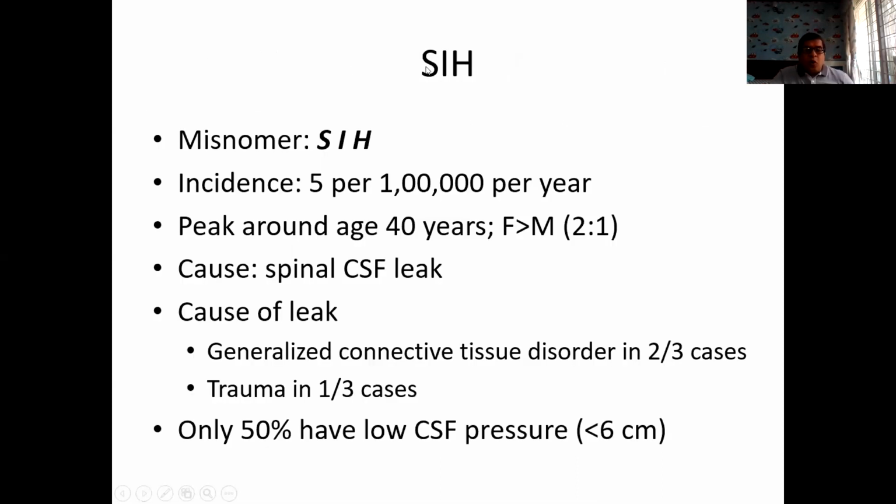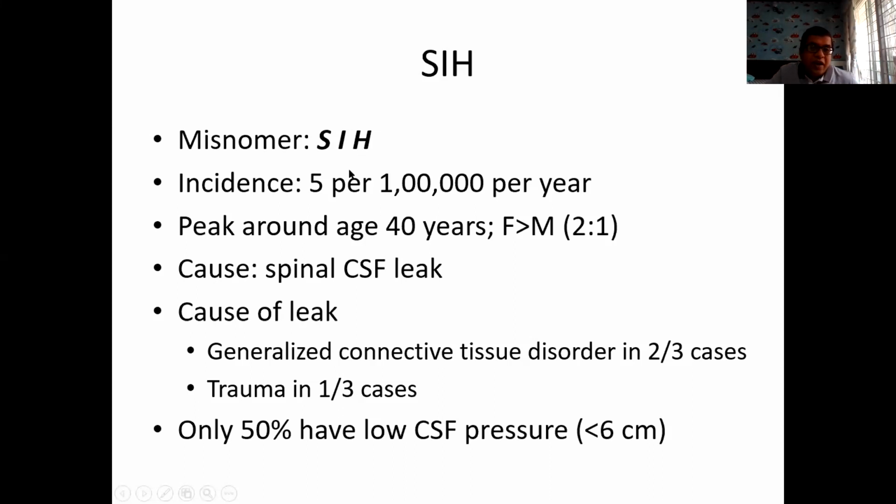So the syndrome of spontaneous intracranial hypotension is actually a misnomer. It is not spontaneous because many times it comes after trauma or it comes in patients who have underlying connective tissue disorders. So two-thirds of patients have connective tissue disorders, one-third may have trauma. The second thing is the word intracranial. The disease, we know, is actually in the spine. The cause is usually spinal. So they have a spinal leak. So the cause is not intracranial, it is spinal.